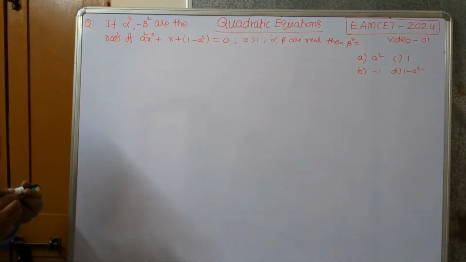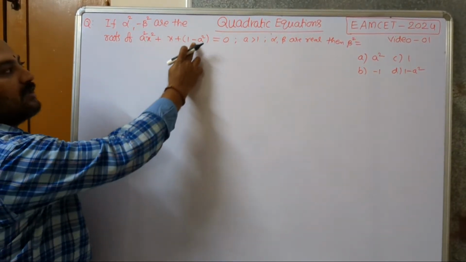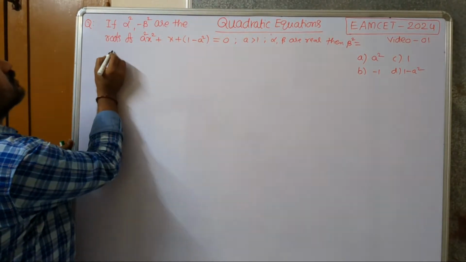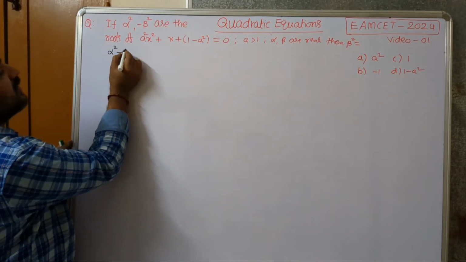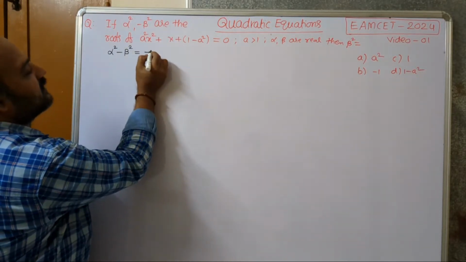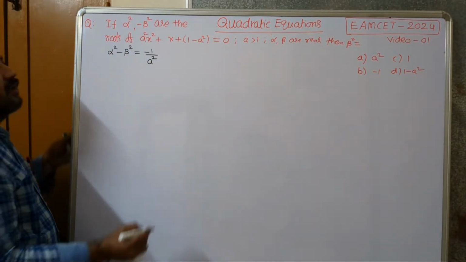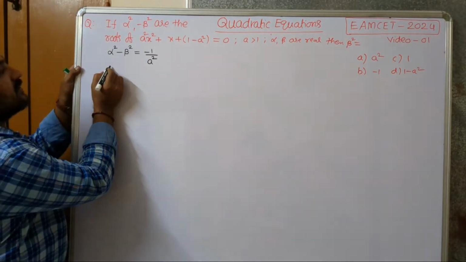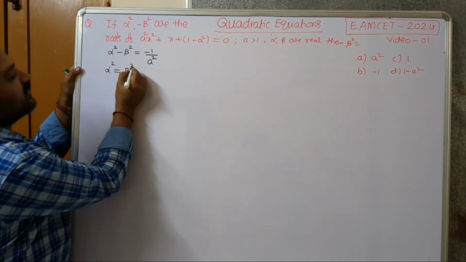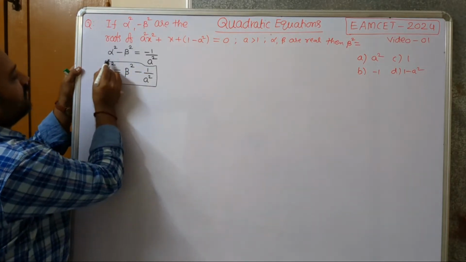See here, the roots of the quadratic equation. This is the quadratic equation: a value a square, b value 1, c value 1 minus a square. What are the roots of this equation? Alpha square and minus beta square only, no? So sum of the roots, alpha square minus beta square, is equal to minus b by a. That means minus 1 by a square. Okay, dear students. From this, alpha square equal to minus beta square, bring that side. So beta square minus 1 by a square. Yeah, put it in the box.